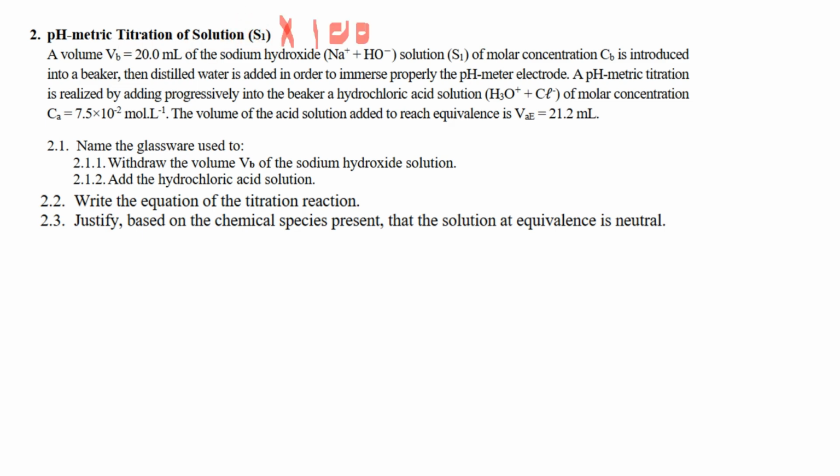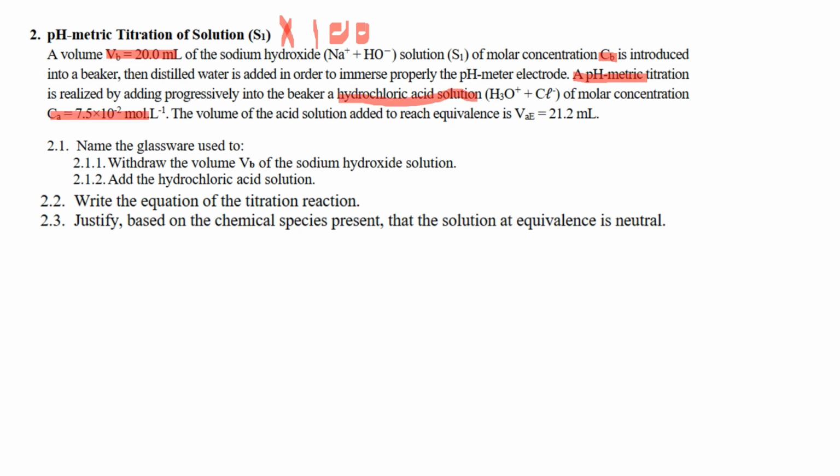A volume of 20 milliliters, VB, of the base NaOH, with molar concentration CB, is introduced into a beaker. Then we add some distilled water in order to immerse the pH meter, and then we are doing a pH-metric titration using a solution of hydrochloric acid. So basically, this is an acid-base titration.